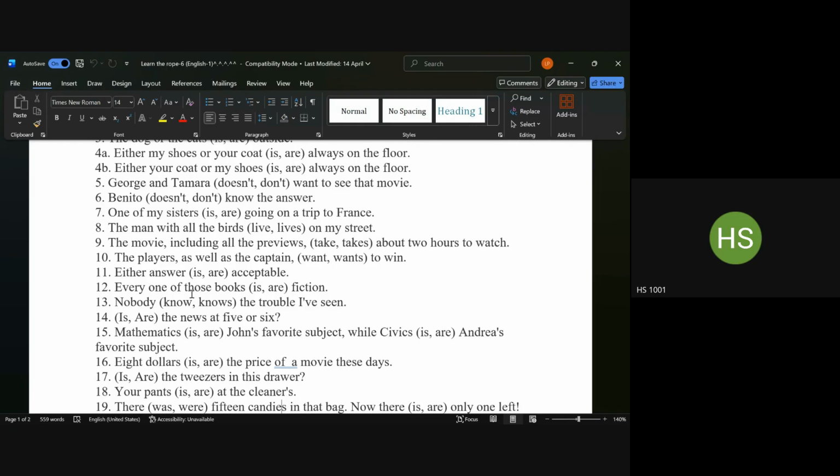Tenth one, the players as well as the captain wants to win. The subject is the players, and that's a plural subject. So what is the choice of the verb here? Want. The players as well as the captain want to win.